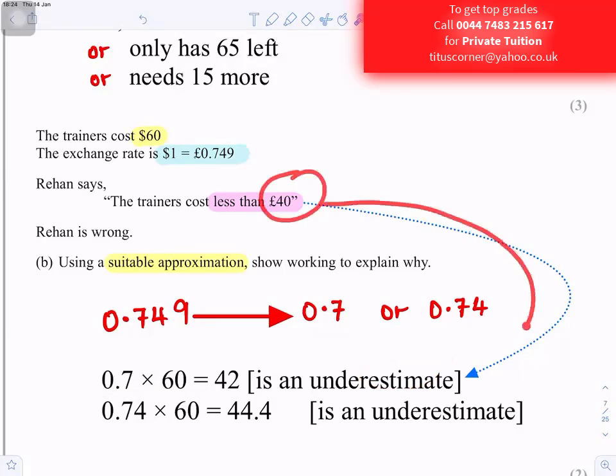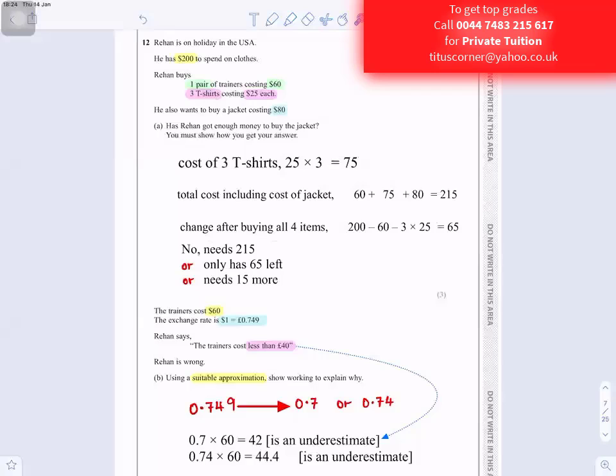42 is bigger than 40. Or you can use 0.74. So that shows you the complete answer for question 12. So it's important to show all of these steps when you do the questions because you need to show your working.